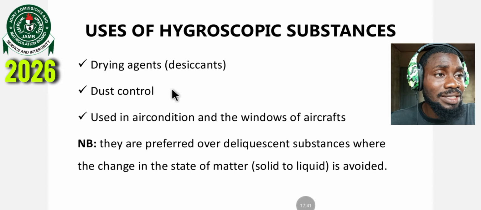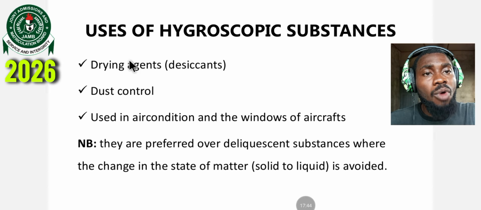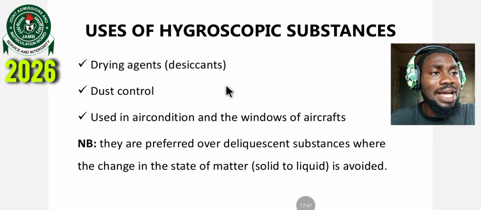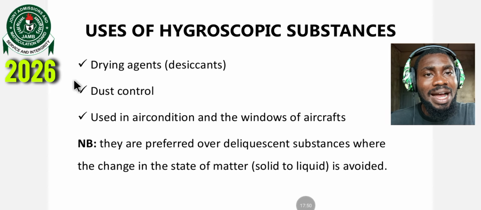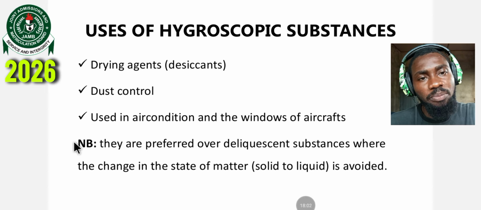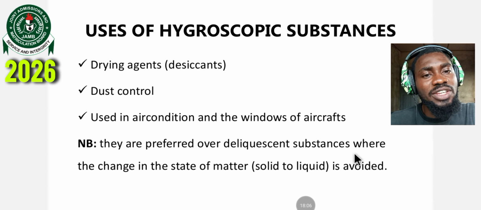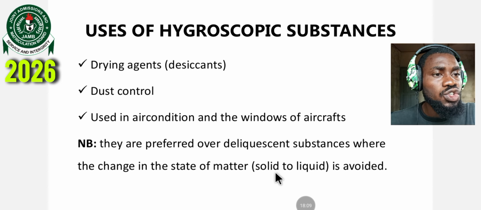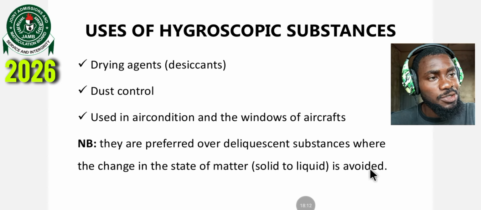So when the area needs to be dried as much as possible, or all the moisture in that environment or area needs to be absorbed as much as possible, a hygroscopic substance is deemed fit or appropriate for such a purpose. Note something very important. They are preferred over deliquescent substances where the change in the state of matter, solid to liquid, is avoided.